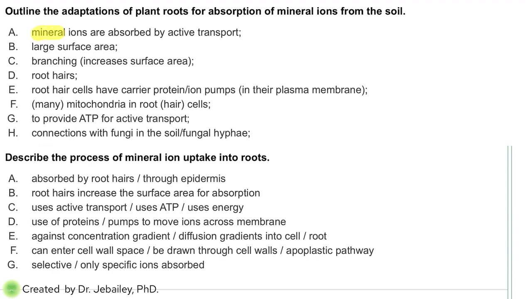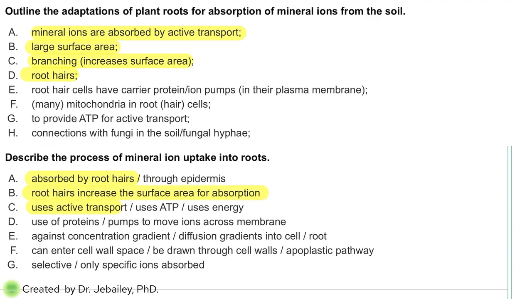So, mineral ions absorbed by active transport. Do we have anything here? Yes, it says uses active transport. Large surface area. Of course, when you talk about large surface area, we're talking about branching and the root hairs. Do we have here absorbed by the root hairs? Increases surface area of the absorption.